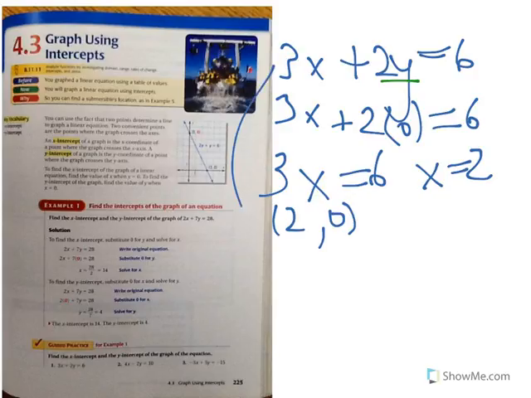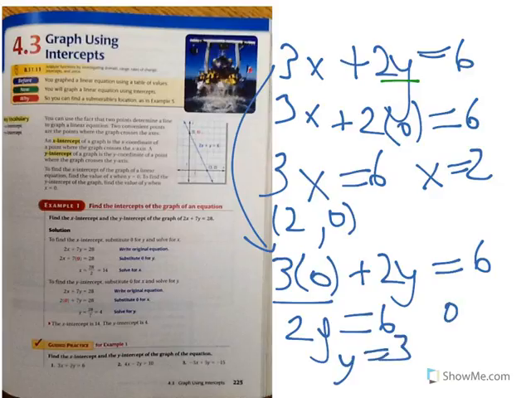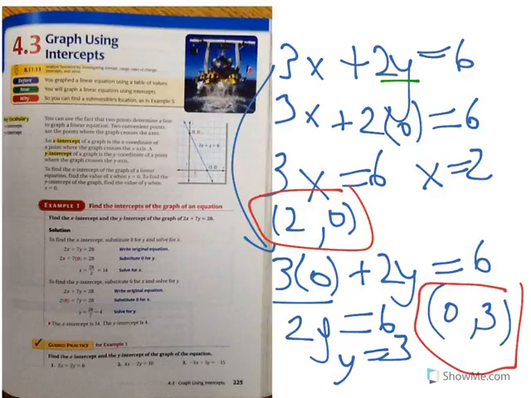The y-intercept, we again take this equation, and now we're going to plug in 0 for the x. When we do that, it's plus 2y is equal to 6. And so now we've got 3 times 0 for this term here, so 2y is equal to 6. So y is going to be equal to 3. So our point for our y-intercept is going to be 0, 3. So here are our two intercepts. You can always tell it's an intercept because that's 0.